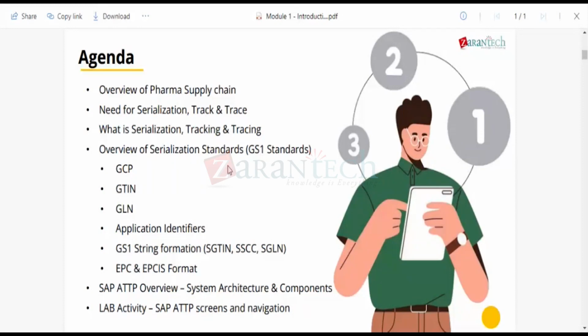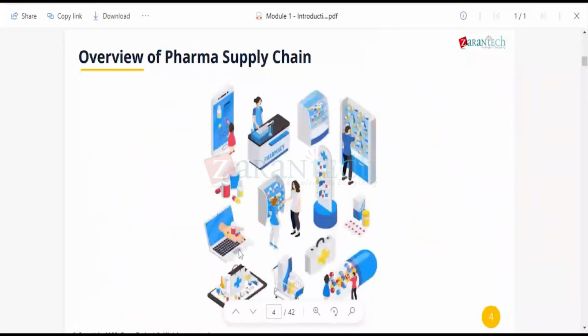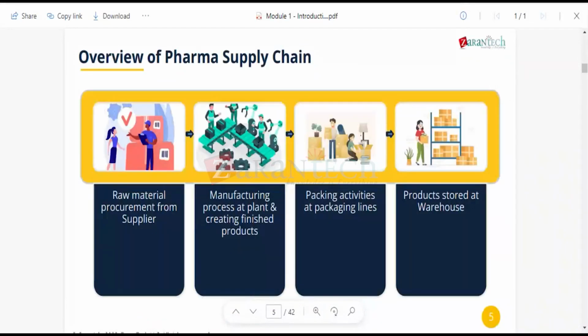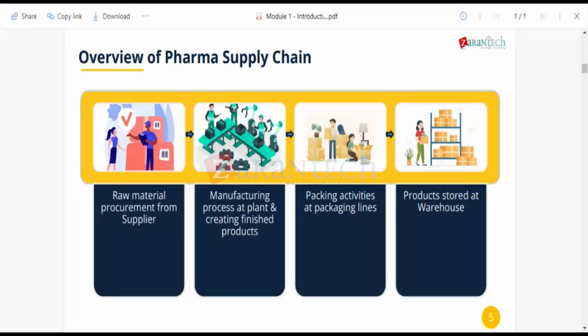Okay, so let's start with the first point, an overview of the pharma supply chain. Since many of you are working in pharma, you are aware of the term called supply chain. This is a very generic supply chain which I have shown here. There are many scenarios in the supply chain itself, but we will see a very simple supply chain scenario here.